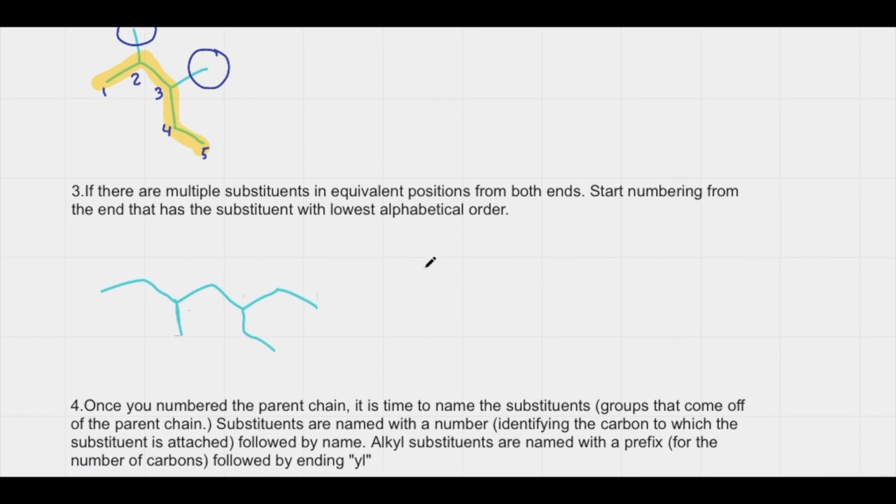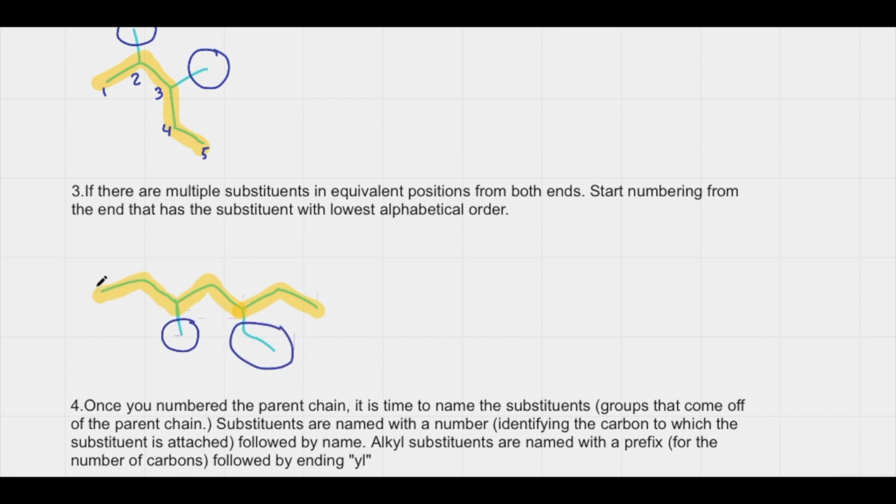Next, if there are multiple substituents in equivalent positions from both ends, so if multiple substituents could be, for example, number 2 or number 3, we have to start numbering from the end that has the substituent with the lowest alphabetical order. So let's go ahead and take a look. My parent chain here, my longest chain will be this one, or I could do this one, it does not matter. But let me make it easy and go this way. So that's my longest continuous carbon chain, and these are my substituents.